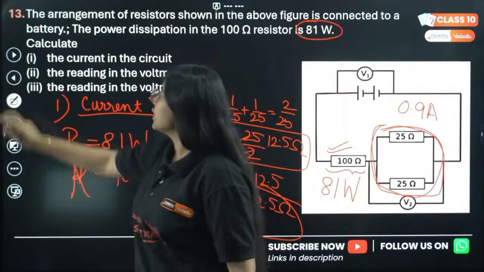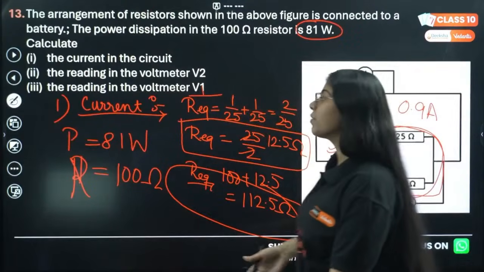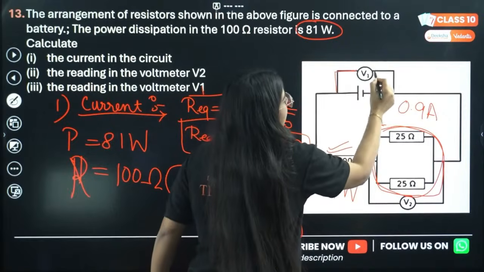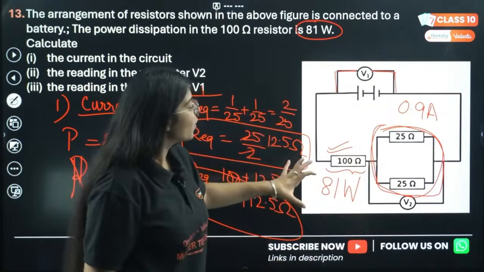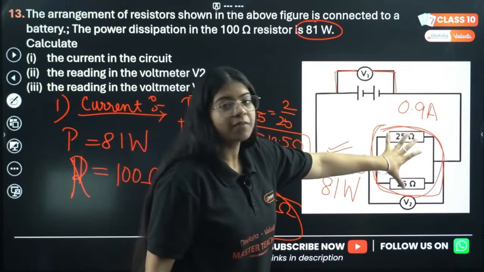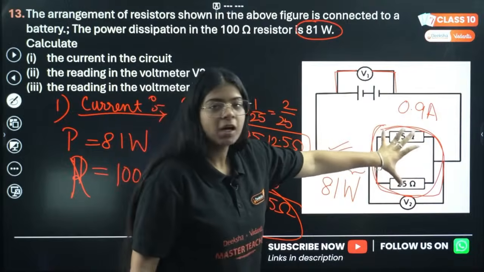Next part is the reading of voltmeter V1. V1, where is V1? Okay, this is V1. Now for this V1, the voltage will be the sum of the voltage across the 100 ohm and the voltage across this whole circuit.